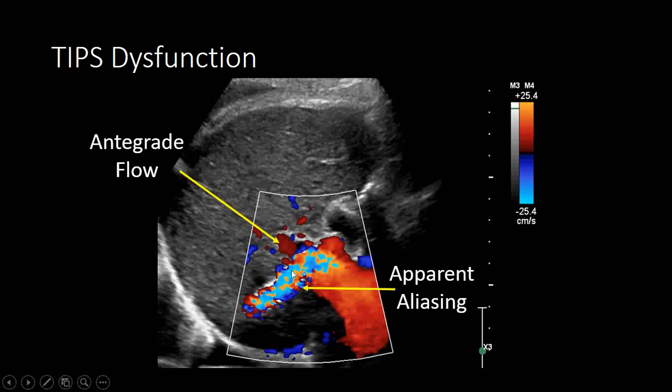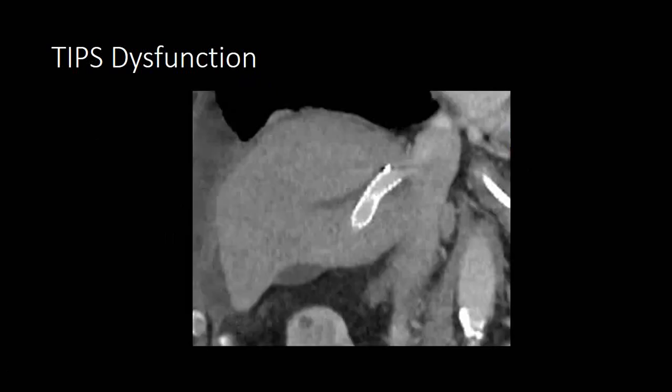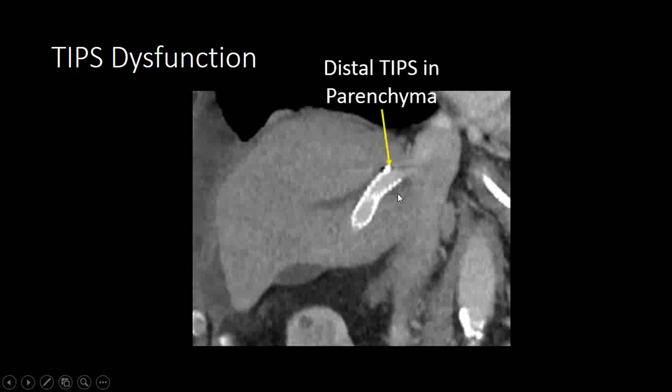We see this apparent aliasing, which also raises our concern for TIPS dysfunction, but as we'll talk about in a few minutes, the color scale here is probably too narrow, and the aliasing may not be true aliasing. In this person, we do see on CT improper placement of the TIPS, where the distal TIPS is within the parenchyma of the liver, and a stenosis has developed from the liver parenchyma fibrosing in around the distal TIPS.